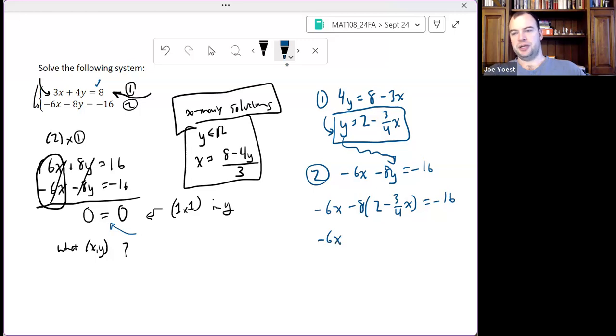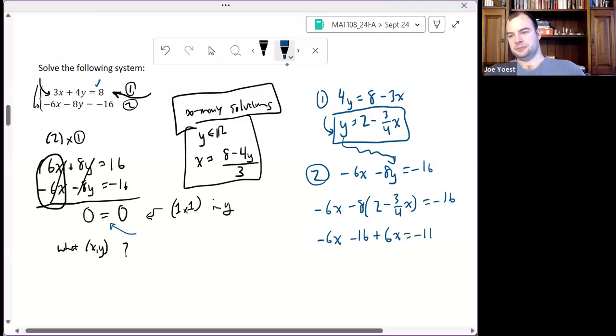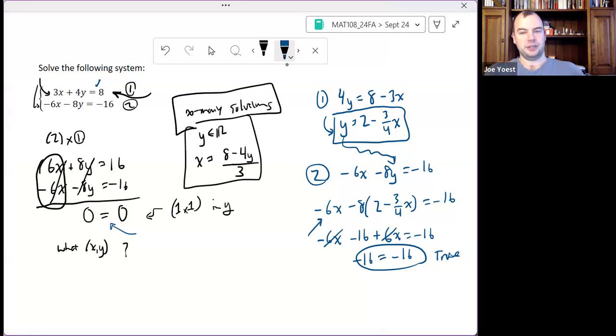Well, I start by distributing. Minus 8 times minus 3/4 is plus 8 over 4, which is 2, times 3 is 6. And I see I just get the claim negative 16 equals negative 16, which is true for all choices of x. So I could think of x as being a free variable. x is just some real number.